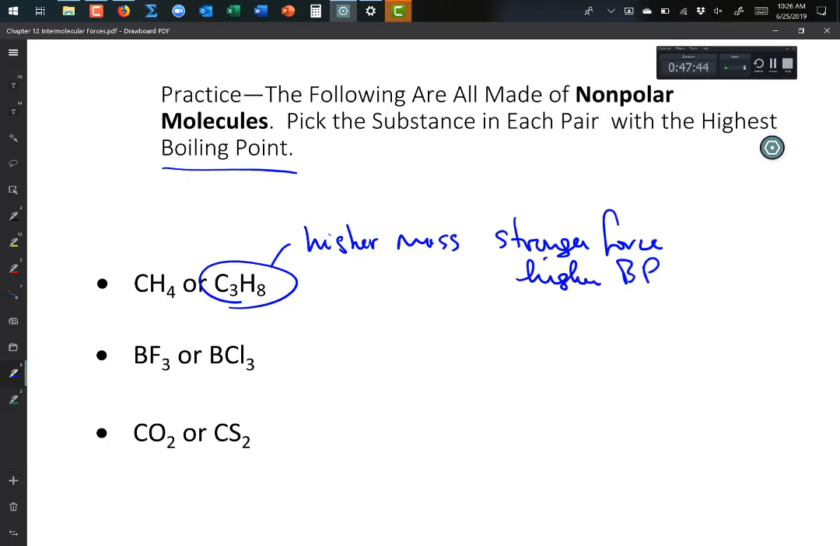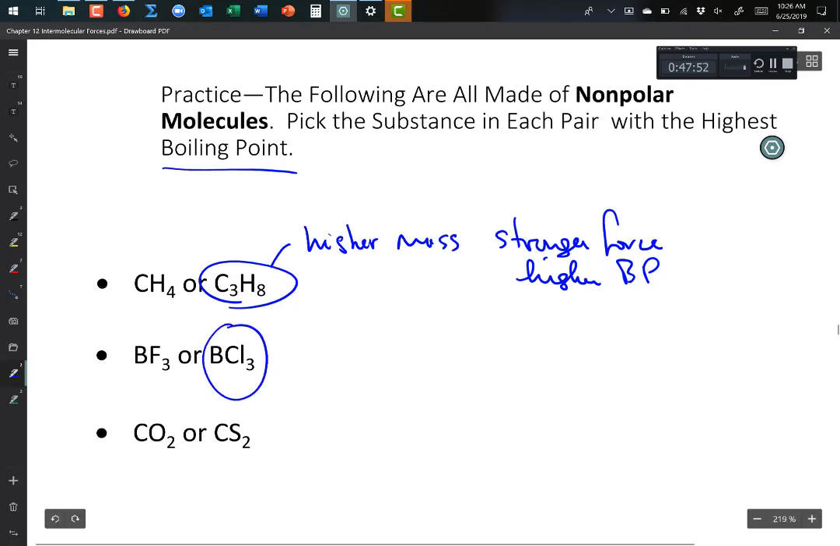BF3, BCl3, which one has a higher boiling point? BCl3. Yeah. Why? Bigger mass. Same thing I wrote up there. Really, this question is asking which one has stronger intermolecular force. You pick that, and then you know which one has the highest boiling point.